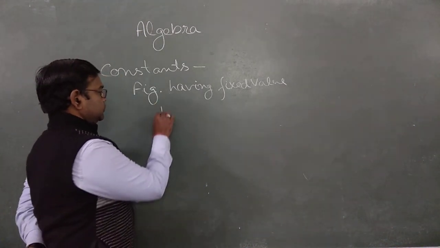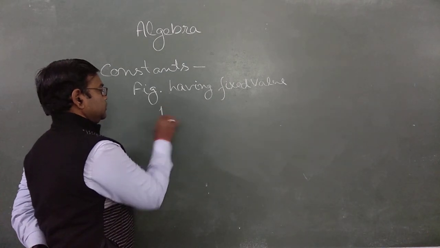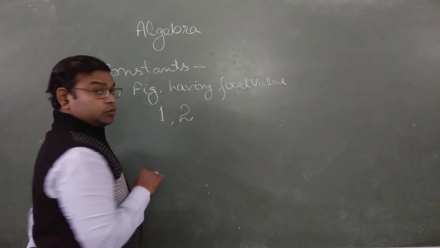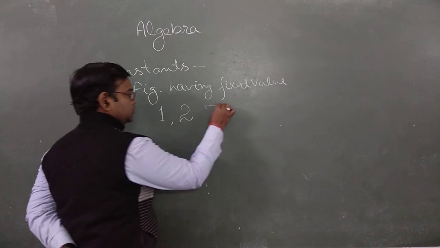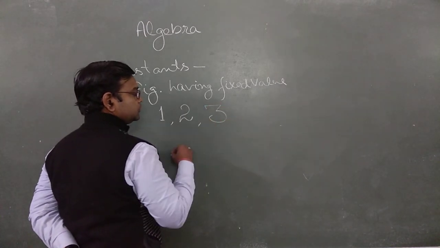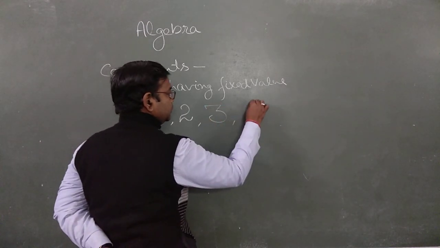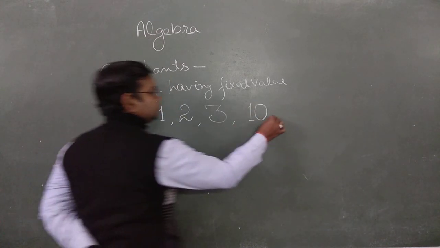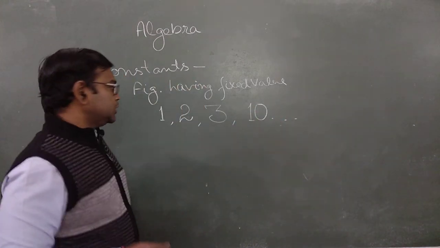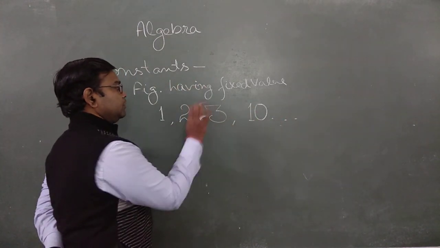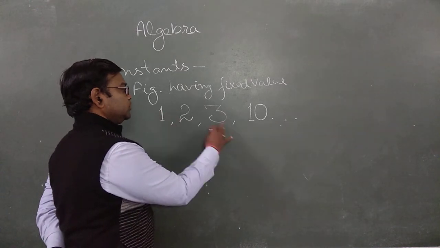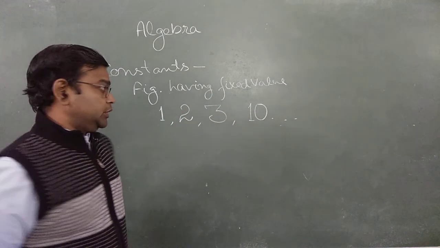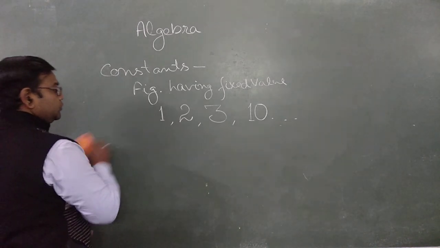All of you know that this is your 1, or this figure 2, or this figure. Similarly, this combination of figures, dot dot dot. This type of figure having a fixed value, 1, 2, 3, 10, etc., is known as your constant. So what is your variable?